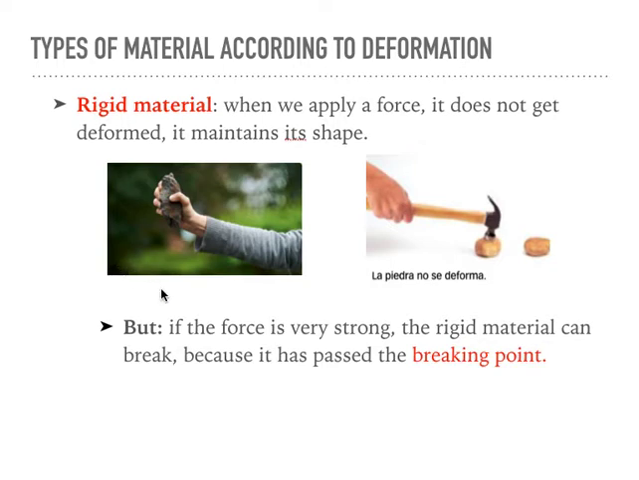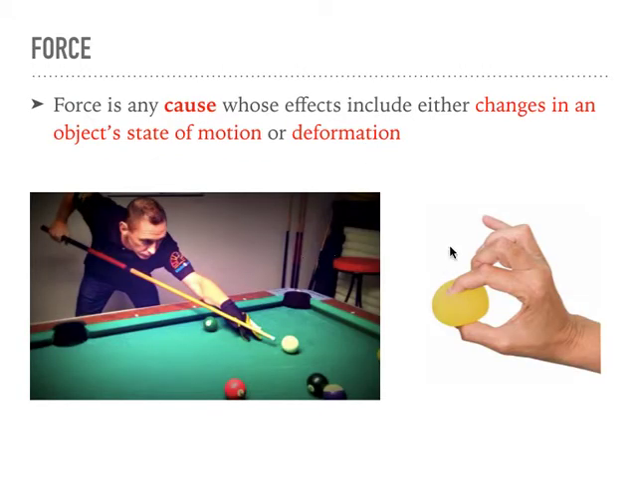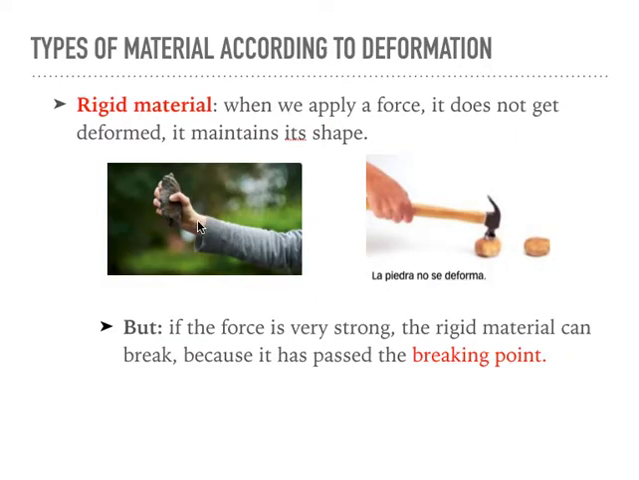So for example, if you try to compress a stone, that is not going to happen. It's not going to change the shape. The stone is going to maintain the shape. So that's why we say it's a rigid material. Also, you can apply a force with a hammer to a stone. It's not going to be deformed, right?